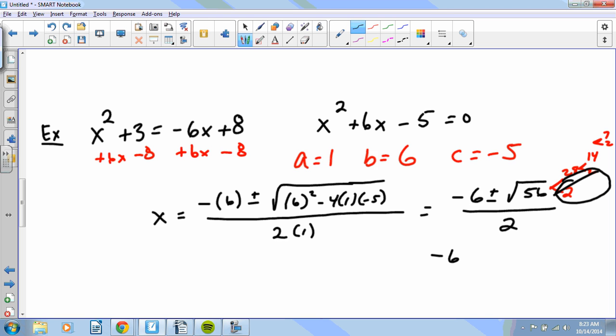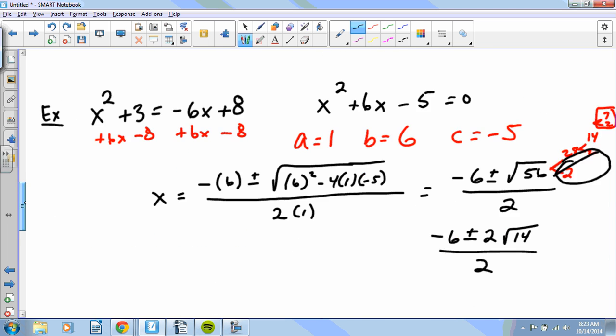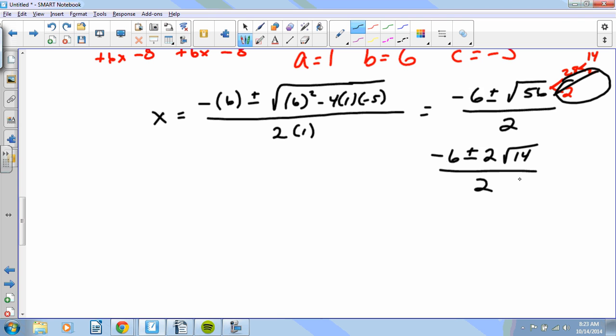So now I have negative 6 plus or minus 2. And what do I have left over? Well, it's 7 and 2, so that becomes 14 underneath, all over 2. Okay. Now, the issue we run into here, unlike this one, is that this is going to give me non-whole number answers.